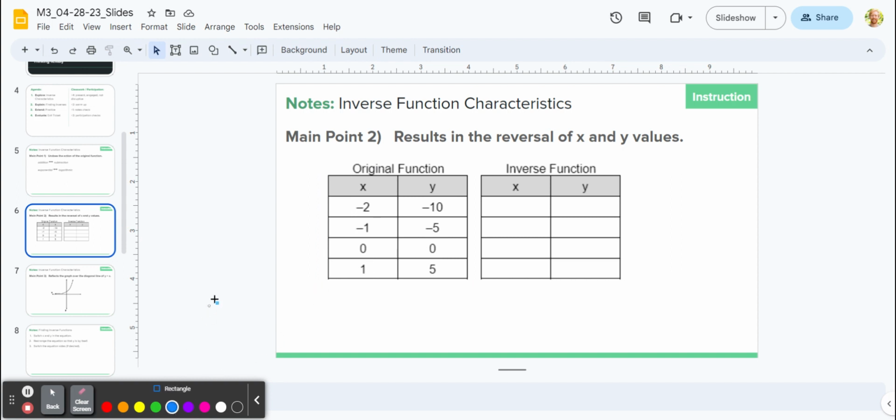What happens with our inverse function is these flip around. So our inverse function, instead of having an x value of -2 and a y value of -10, it flips, where we have an x value of -10 and a y value of -2. Similarly, in this next row here, instead of -1, -5, it becomes -5, -1. 0 and 0 do flip, but it's the same thing anyways. And the last one, 1 and 5, would become 5 and 1.